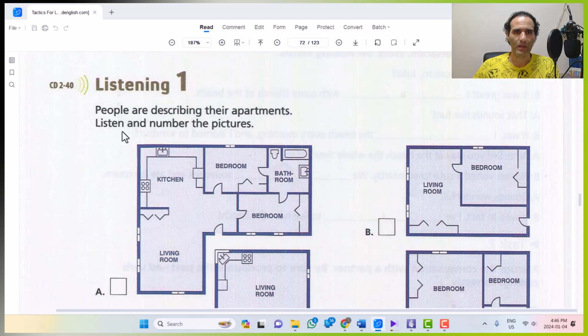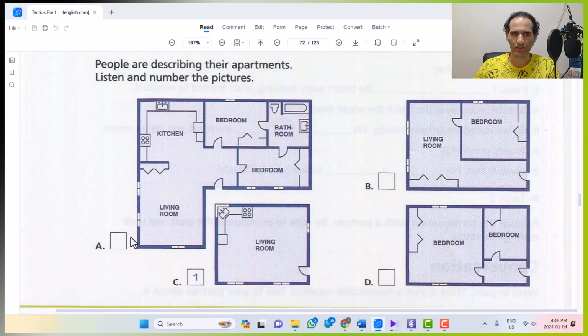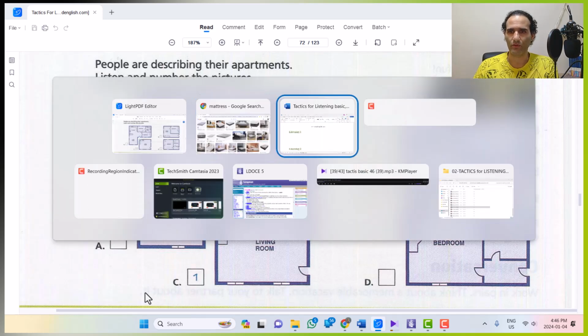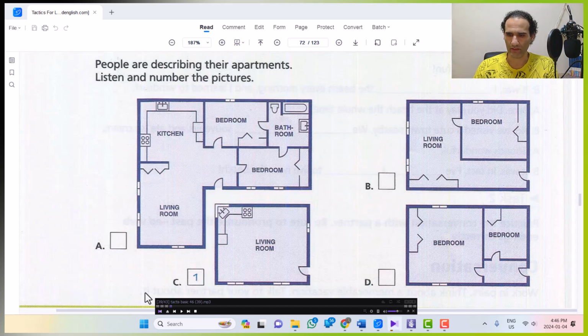Listening one. People are describing their apartments. Pictures A, B, C, and D. Based on the descriptions, you should decide which one it is. So the first one looks like the person is living in a small place. It's just one room, just one living room, number one. So please listen, take your notes, and after that, pause the video, give your summary for practicing your speaking. Okay, let's go. Unit 16, Apartment Living. Page 62. Track 40. Listening 1.